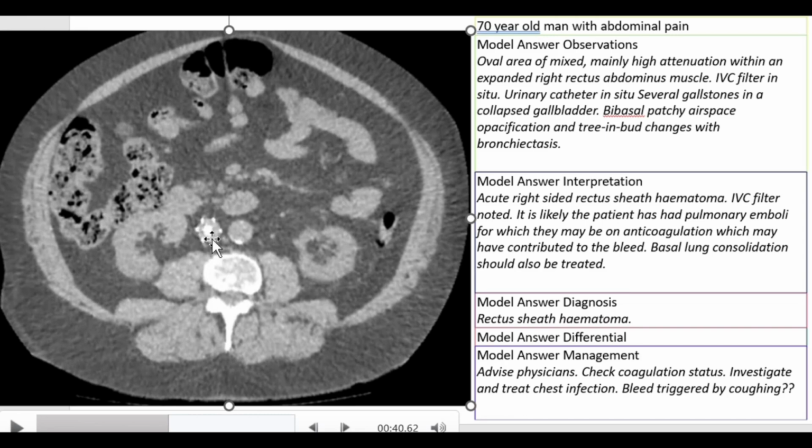showing an IVC filter, which is in situ. So I have here an IVC filter, which is in situ in the infrarenal part of the IVC.